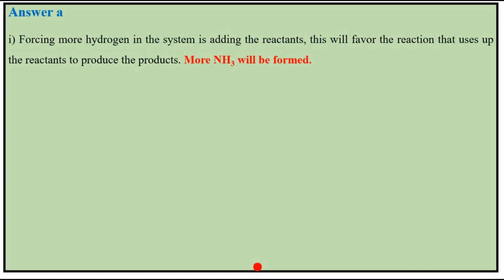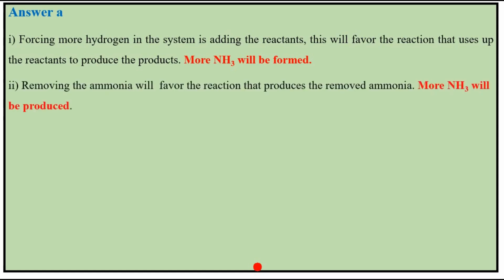So we have number I. If you force more hydrogen into the system, you are adding the reactant. Of course, this will favor the production of ammonia. More ammonia will be formed. Number II, removing the ammonia means you are removing the product. If you remove the product, you favor the formation of the product, so you are going to have the reaction that produces the removed ammonia. Here also, more ammonia will be produced.